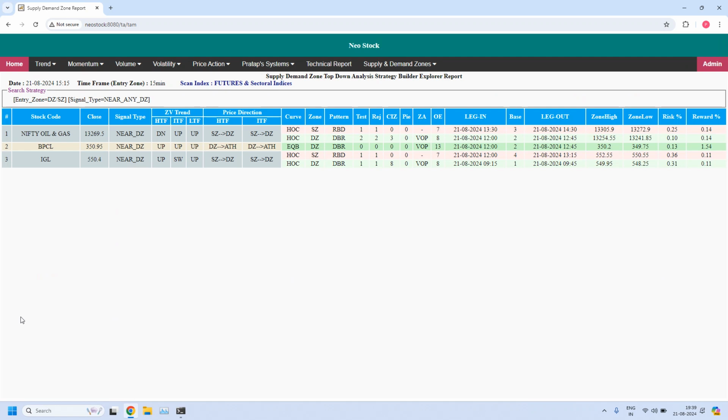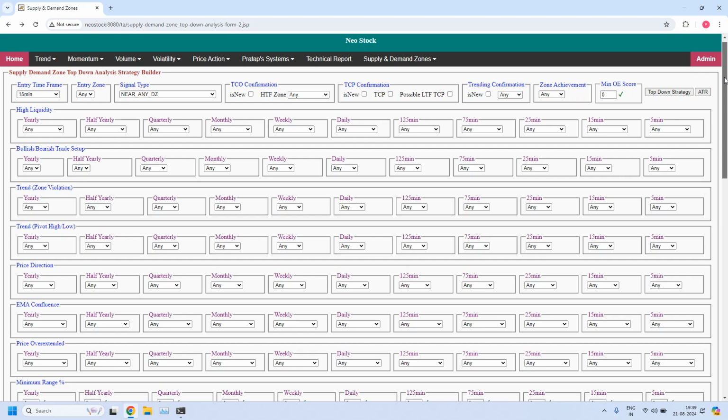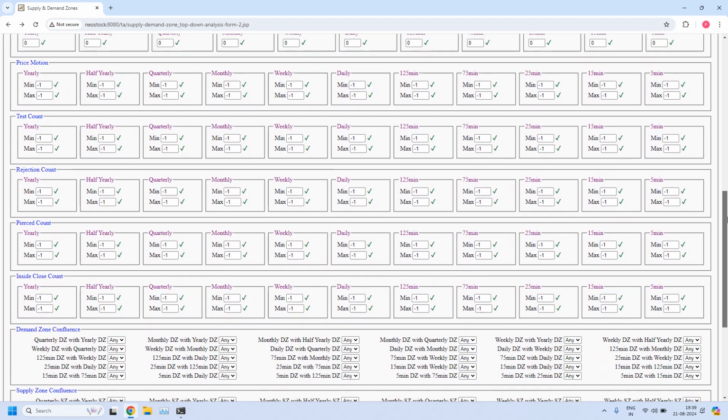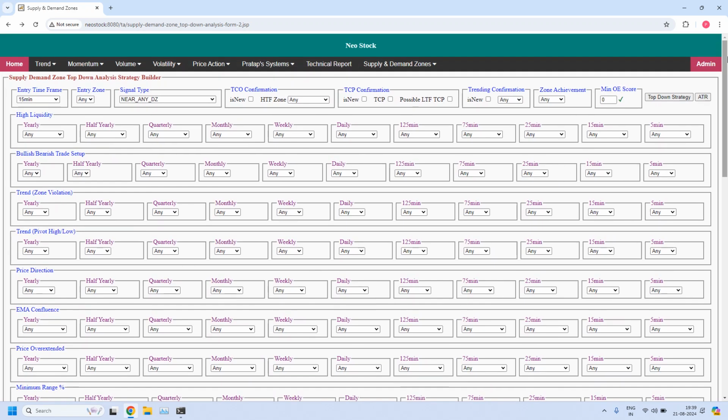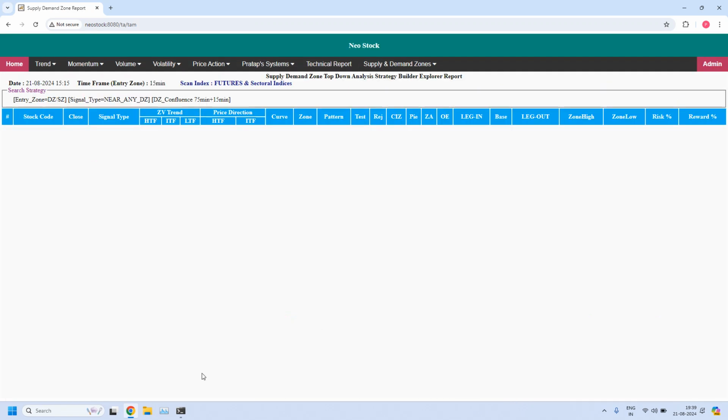So let's verify whether any of these stocks are having a confluence with ITF time frame. That is 15 minutes and 75 minutes demand zone confluence. Out of these 3, let's check. So in the demand zone, 15 minutes demand zone with 75 minutes demand zone enabled. Let's verify. So none of those demand zones are having confluence with ITF.